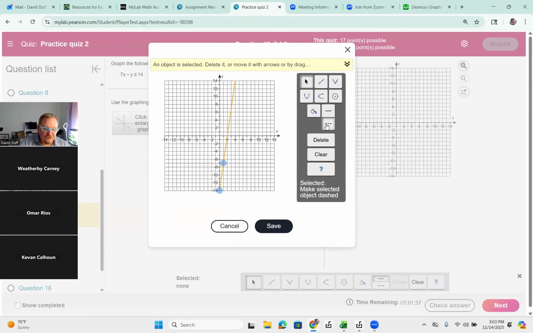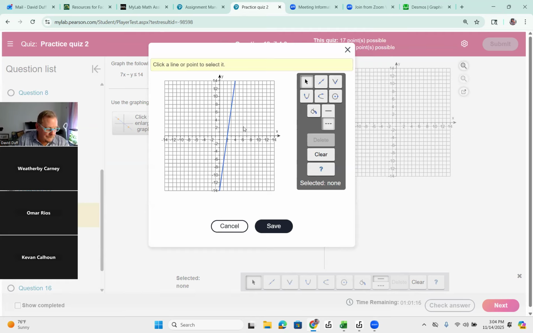So when it's dashed, that means I've got less than or greater than. When it's solid, that means I've got less than or equal to or greater than or equal to. Is everyone clear on that? Yes, that's clear.